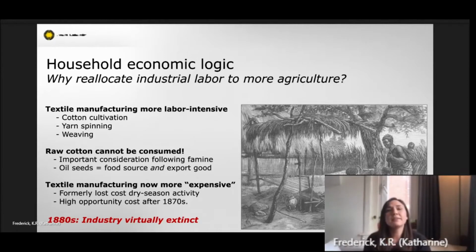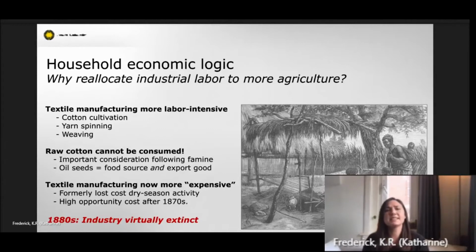And importantly, unlike raw cotton used to produce textiles, sesame oil seeds could be consumed by villagers as a food source, while any surplus could then be exported to European countries where the oil was demanded. Raw cotton can't be consumed. Now, this is a very important consideration for households that have just experienced a period of multi-year droughts and a great deal of famine. So spending their labor producing a food source is a more logical undertaking than spending their labor producing raw cotton for weaving.